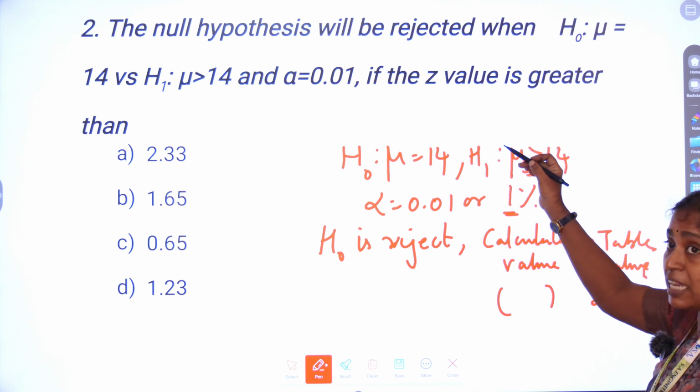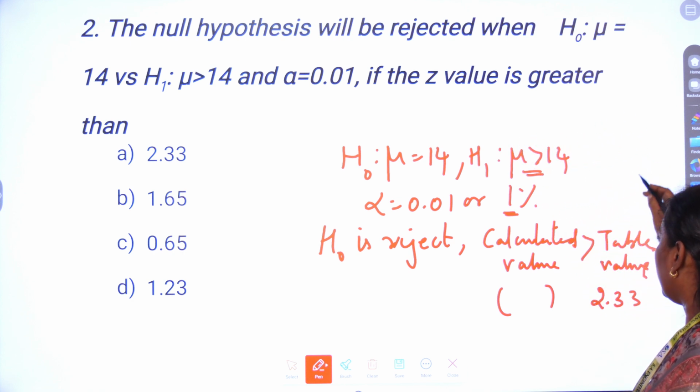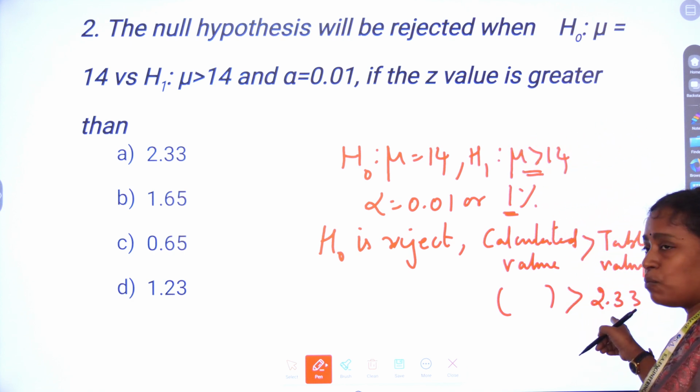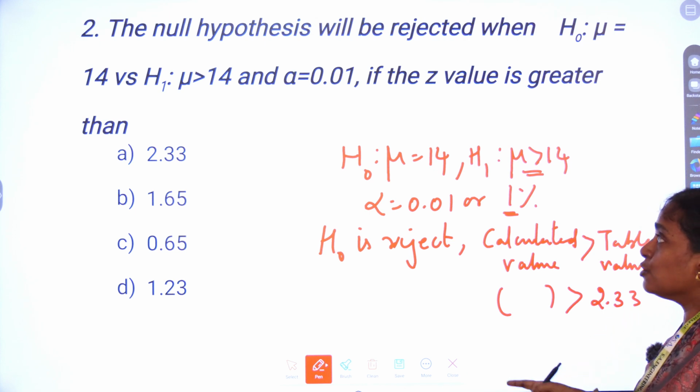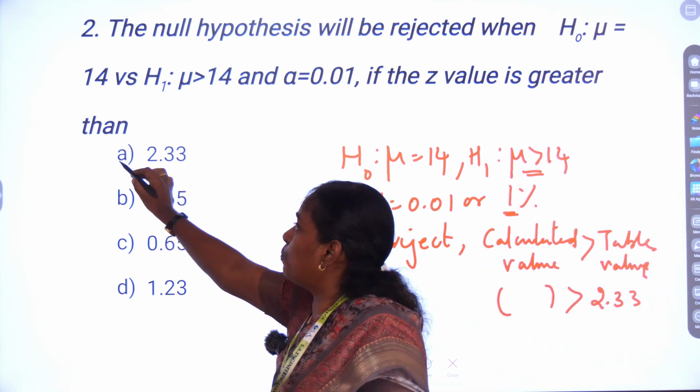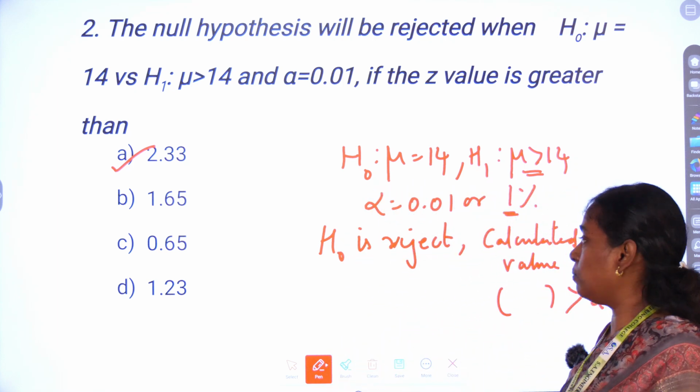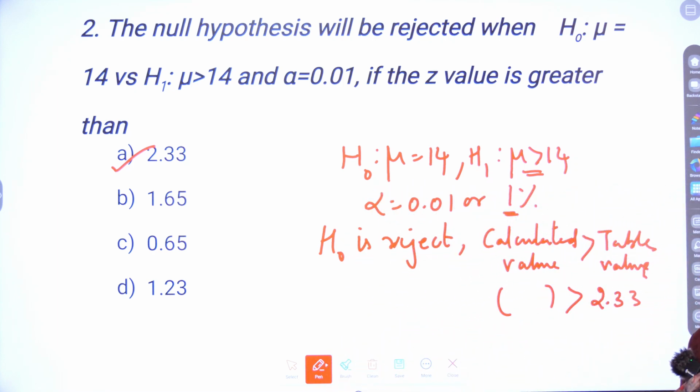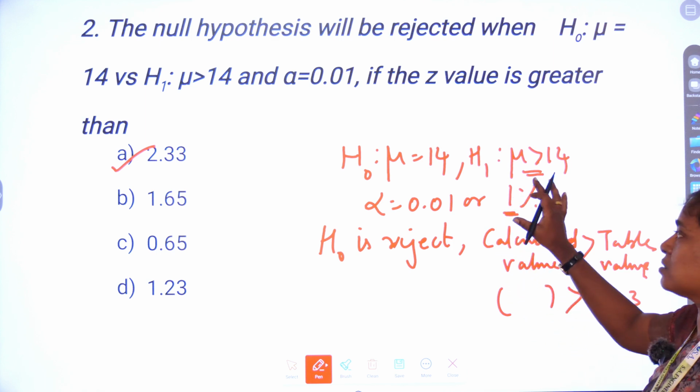But they have given the statement, the Z value is greater. So greater than what? 2.33. So what is the answer here? It is 2.33. Please understand the problem. Here you need not calculate the test statistics. So everything is given to us.